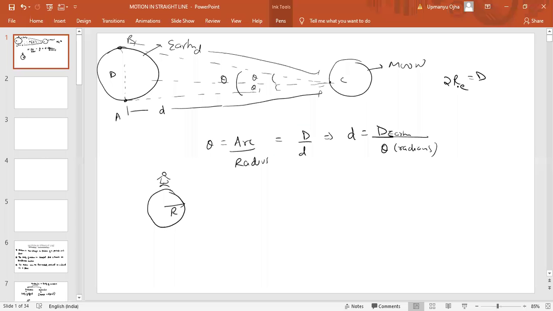So capital D will be equal to 2r. Here, I am telling you about the arc length. This D is the arc length. See, here I have given a formula. This is the arc length, and this is the radius. Small d is the radius, the distance between the Earth and the Sun, or the Earth and the Moon. The radius here will be small d, and capital D is the arc length.